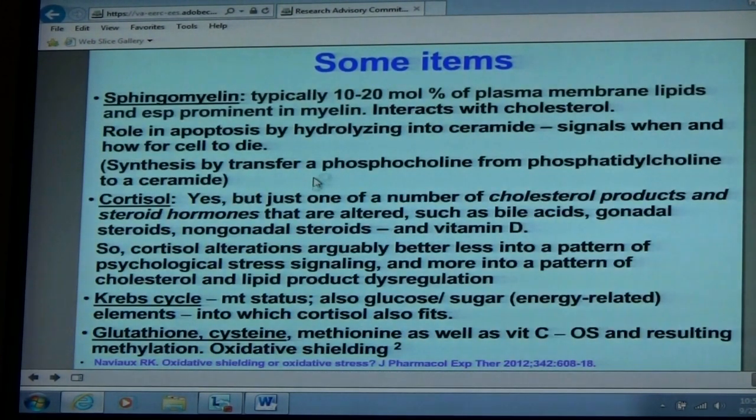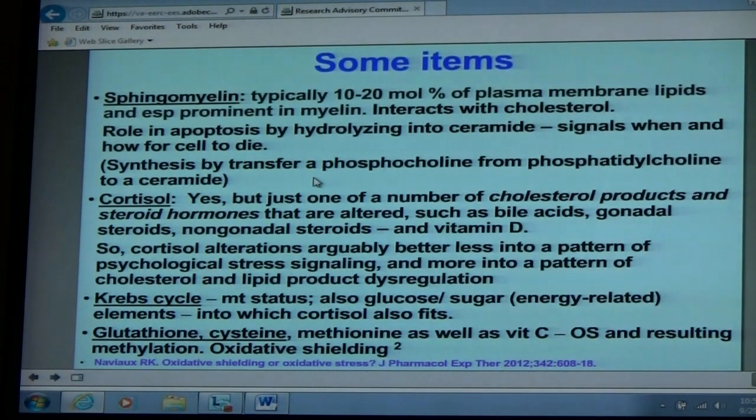So sphingomyelin, for Roberta White and Kim Sullivan, who have shown documentation of white matter abnormalities, it's typically 10 to 20 molar percent of plasma membrane lipids, and is particularly prominent in myelin. It has a role in apoptosis, in fact, by hydrolyzing into these other compounds called ceramides, and signals both when and how for cells to die.